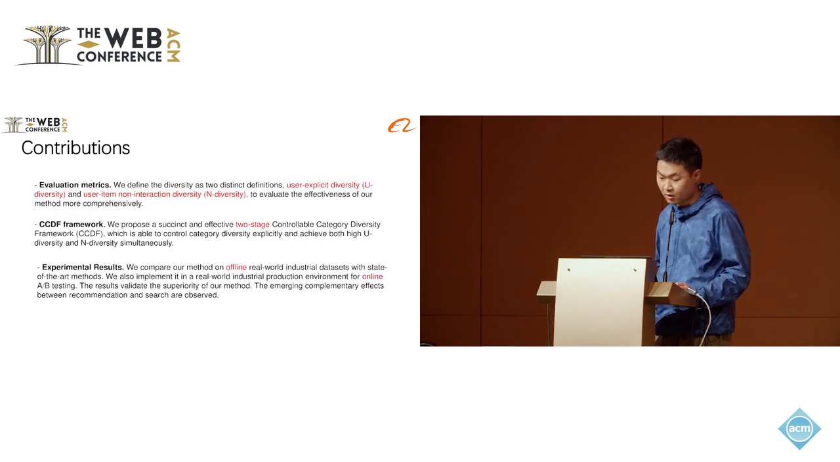So in our paper, we first propose an evaluation metric named U diversity and N diversity. It aims to evaluate the effectiveness of our method more comprehensively. Second, we propose a sufficient and effective two-stage framework named CCDF, which is able to control category diversity explicitly. Third, we conduct offline and online A/B testing to validate the superiority of our method. We will show it in the experimental results.